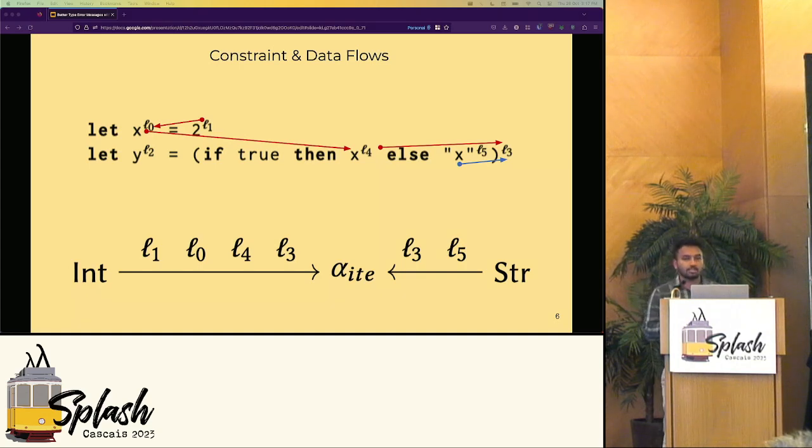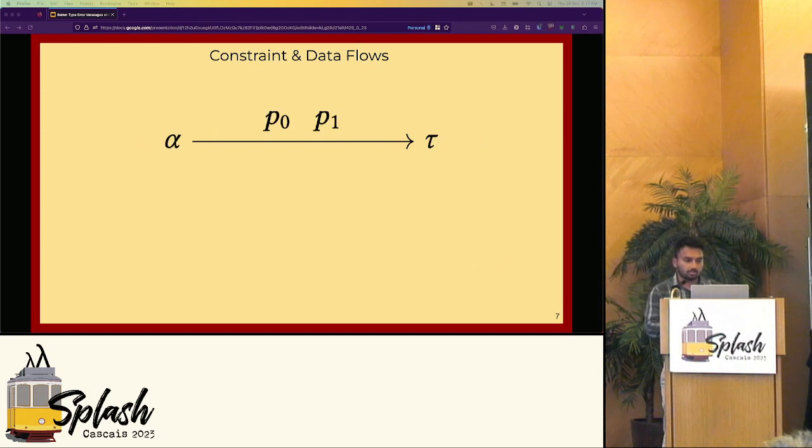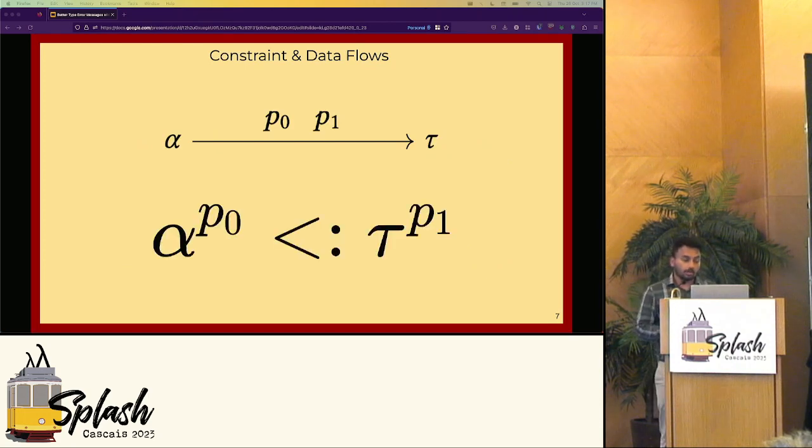But where is this data flow coming from? So data flows come from constraints. And here our type system is using algebraic subtyping constraints. And this is the key insight, the main take-home learning from this presentation, that we can interpret algebraic subtyping as a producer-consumer relationship. You can read this as there's a type A introduced, or produced, at location P0, and it's being consumed at a location P1, which expects a type T.